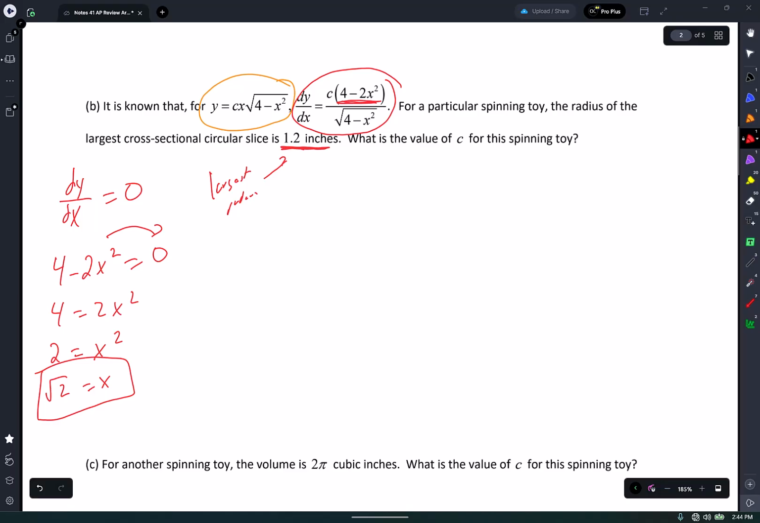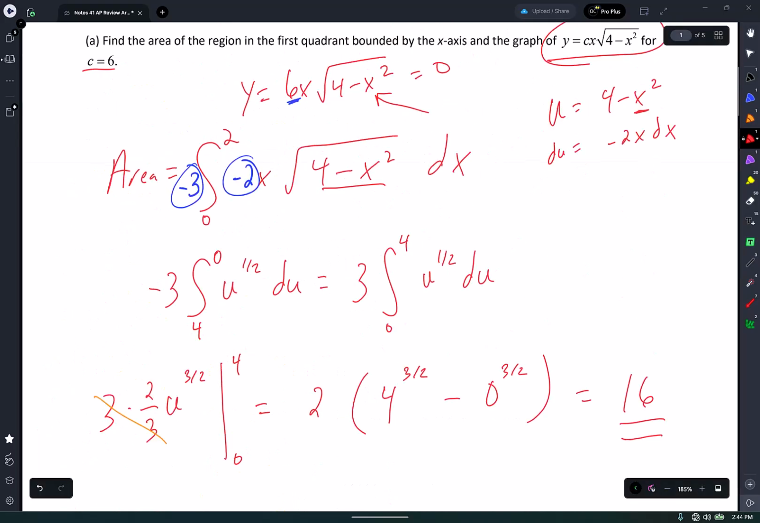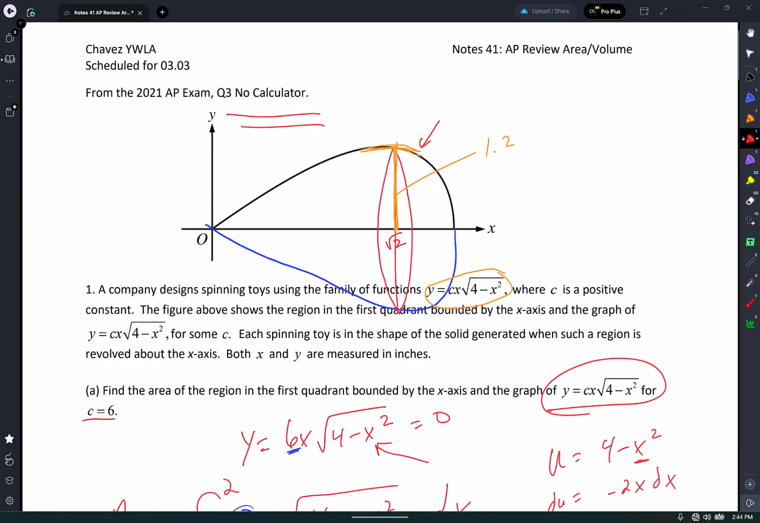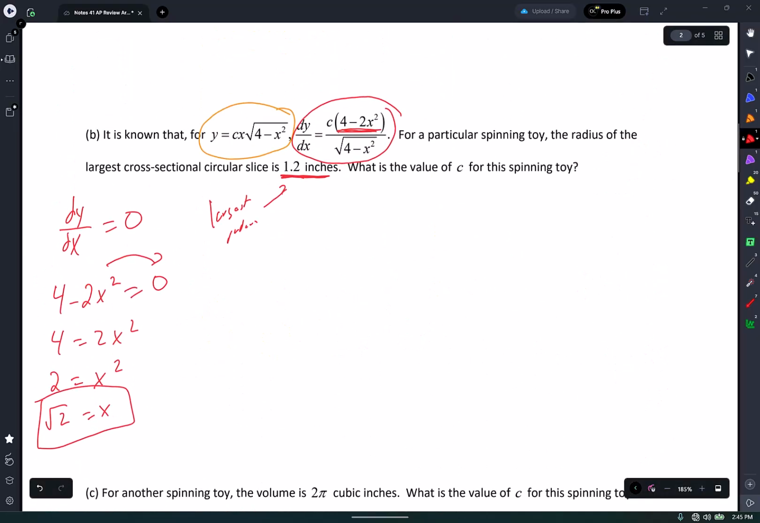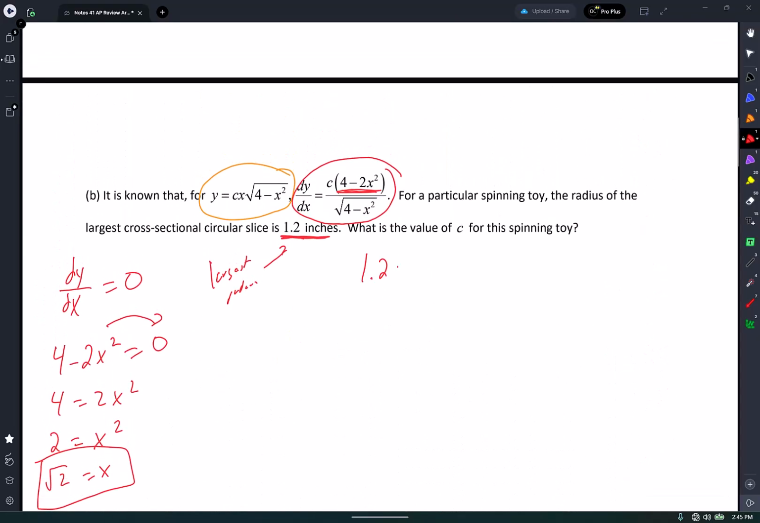So there it is. I have an equation. I have two unknowns. Well, actually, I have one unknown. And everything else, I'm just doing algebra. What's my y value? What's the distance from the x-axis to the top of that curve? 1.2. So I'm going to come here. I'm going to write 1.2 equals c. And I know what x is. Square root of 2. See, that's what that is right there. Square root of 4 minus x squared. So square root of 2 squared. There it is, guys. You're done. You're just doing algebra now.